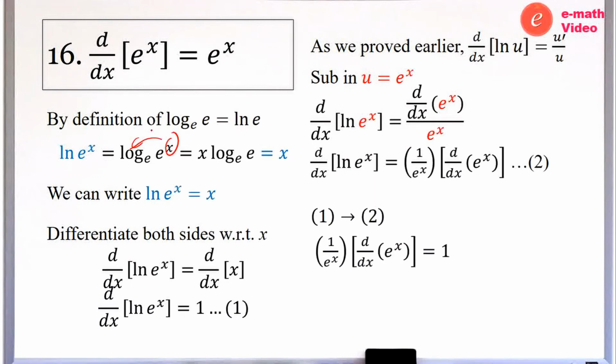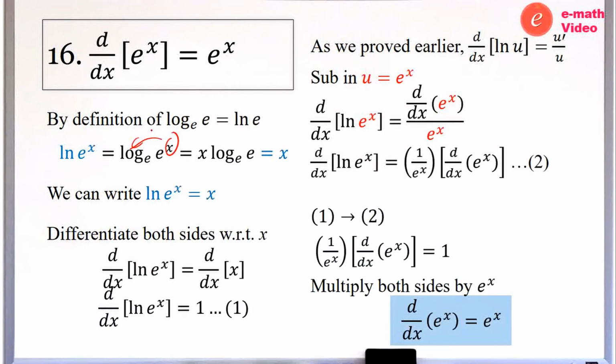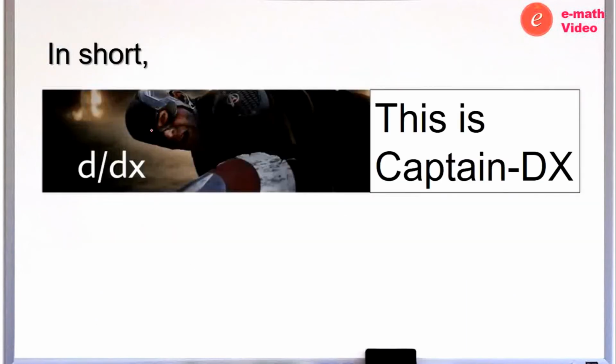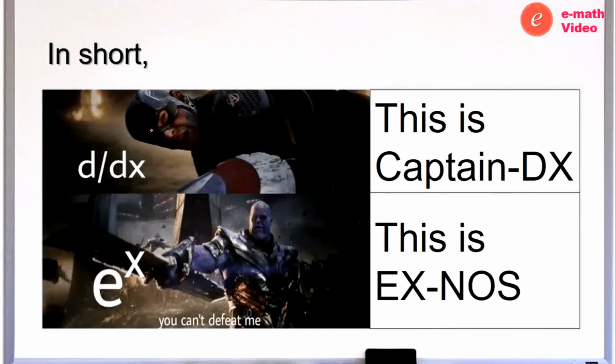1 over e power x times the derivative of e power x equals 1. We multiply both sides by e power x to get rid of that 1 over e power x on the left hand side. Therefore, the derivative of e power x is still e power x. In short, this is Captain dx, and this is ex naught.